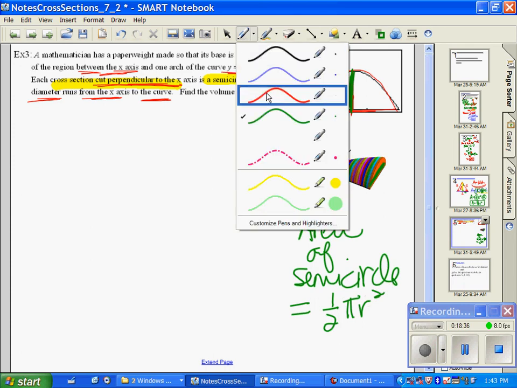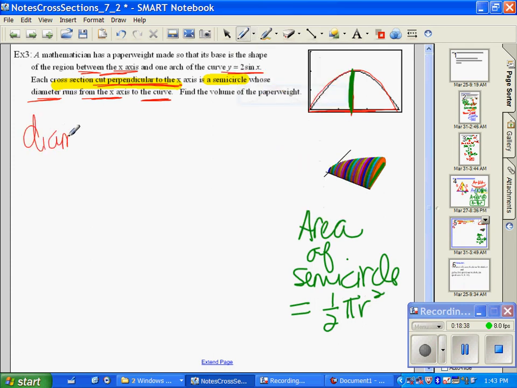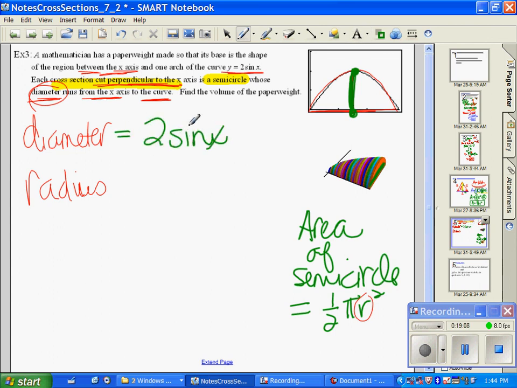So we need to first deal with the diameter, because that was what information was given. But then, because my formula is a radius, we're going to have to deal with the radius. So the diameter of this, again, is this green line. Remember, the diameter is from the curve to the x-axis. Well, you should all be saying it lies on the function. So if it lies on the function, the diameter is simply the function.